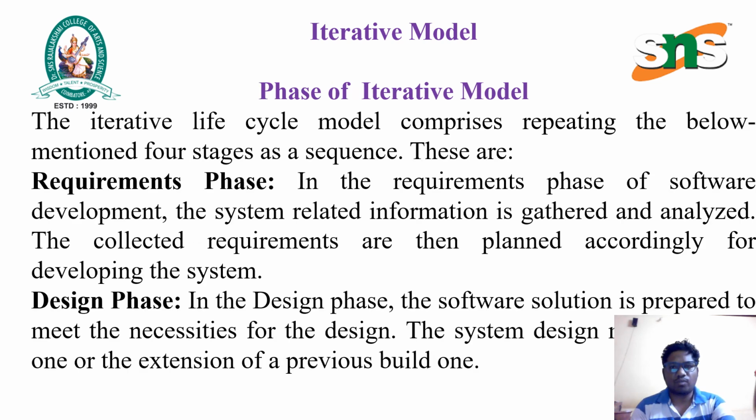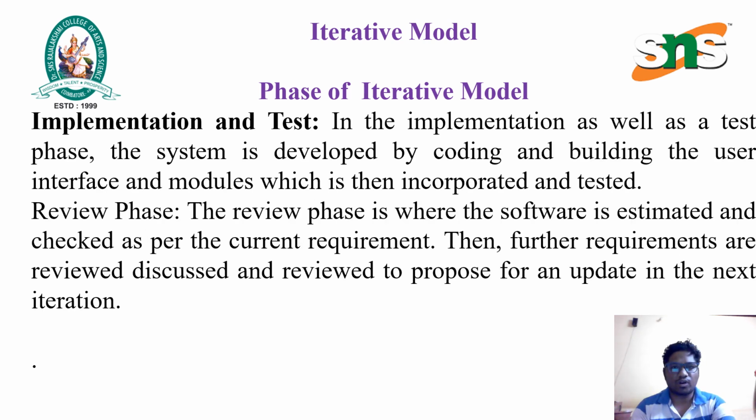The iterative life cycle model comprises repeating the below mentioned four stages in sequence. First, the requirement phase. In the requirement phase of the software development, the system related information is gathered and analyzed. The collected requirements are then planned accurately for the development of the system. Second one is the design phase. In the design phase, the software solution is prepared to meet the necessity of the design. The system design is a new one or an extension of the previous build. So this is what we have for the phases of the iterative model.